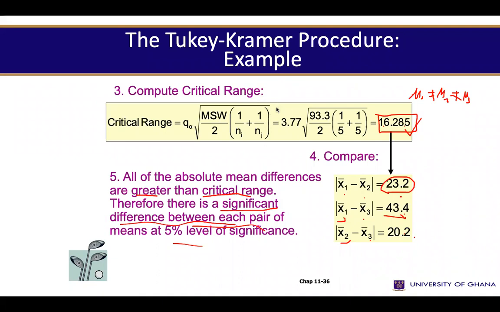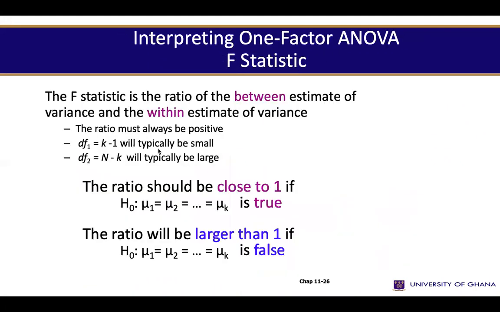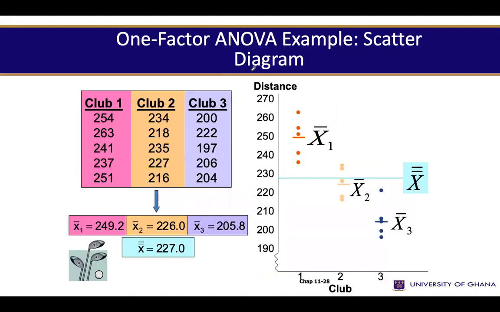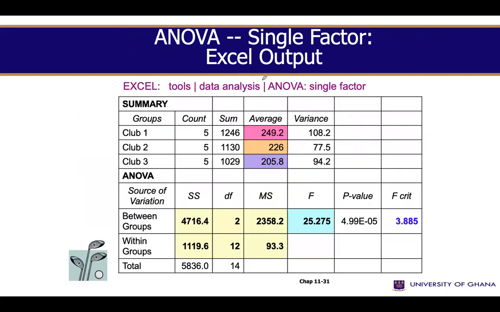No, we already calculated the 93.3. That was the MSW we calculated. You realize that in the earlier solution, when we were doing the Anova test, we calculated the SST and then the SSW. In the Anova table, the SSW divided by the degree of freedom gives us the MSW, and that's the 93.3 that we are using. That is basically how we did it.